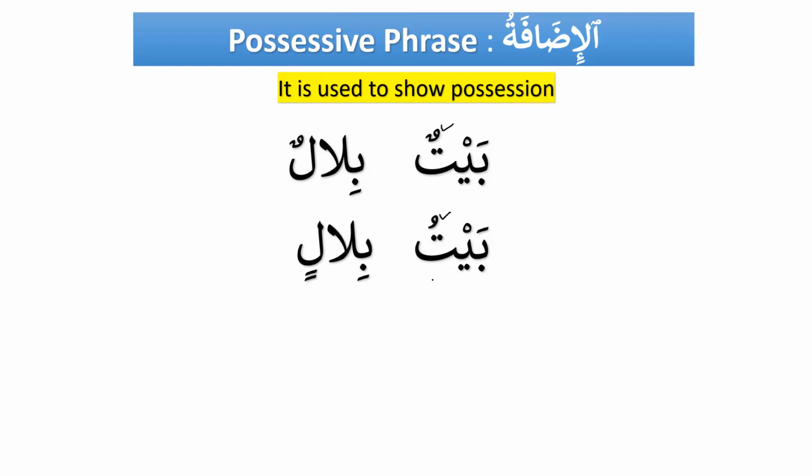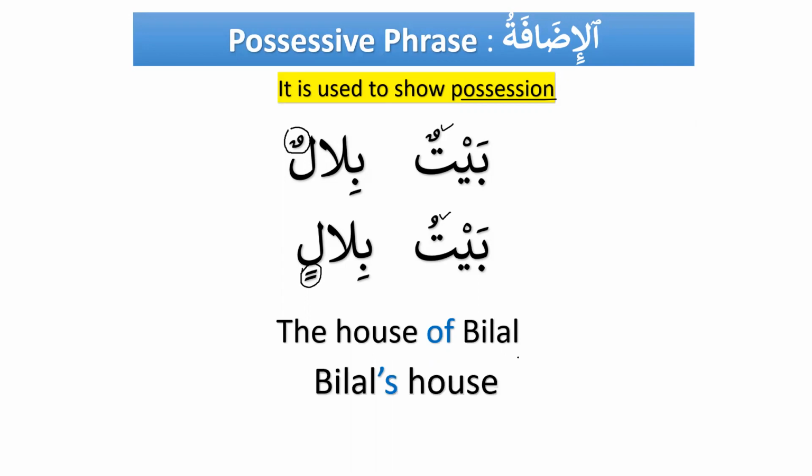So the changes, please note down. The first change, baytun became baytu. And the second change, bilalun became bilalin. So it was marfu', but here it has become majroor. And now look at the meaning. What meaning do we get over here? The house of Bilal. That's why we discussed that it is used to show possession. And you know that in English, we can say this in two ways. Either we can say the house of Bilal, or we can say Bilal's house. We use either of or the apostrophe to show possession in English.